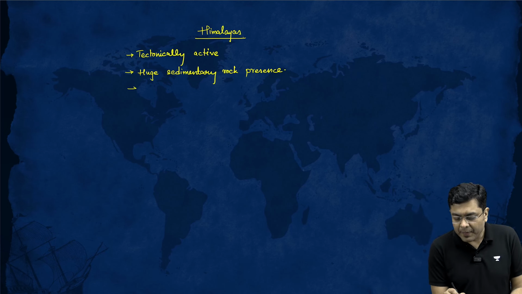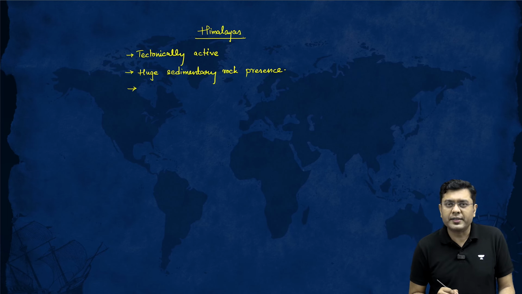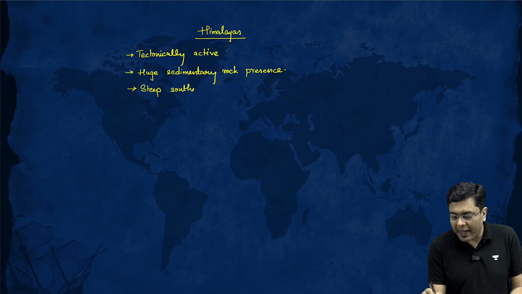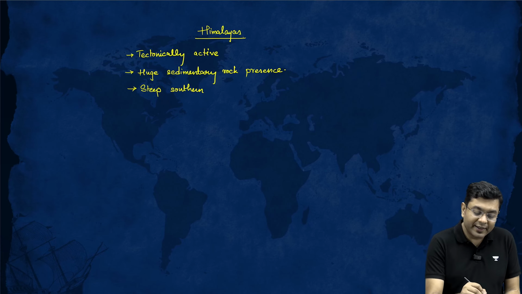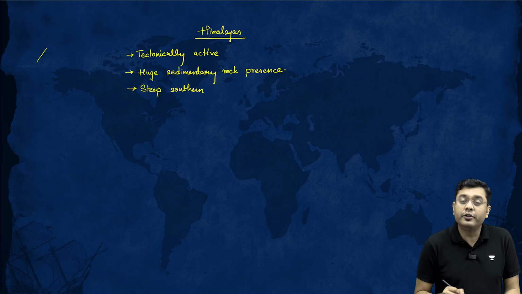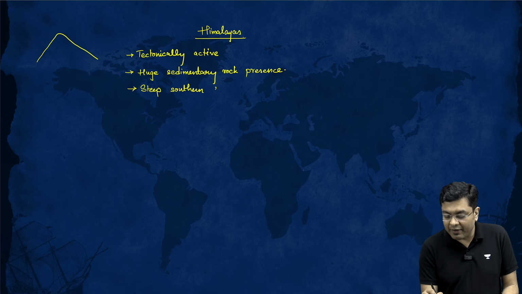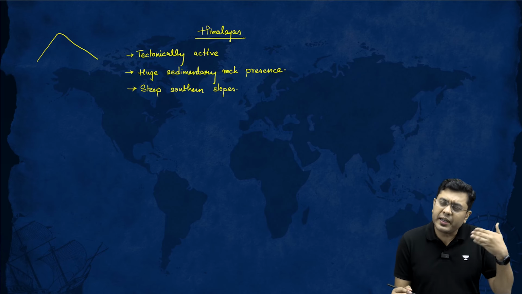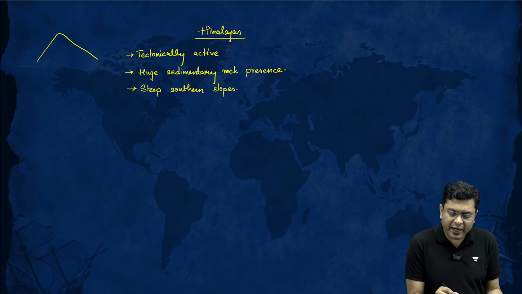Then other than that, after this, you have another factor. And what is that factor? That factor is basically the presence of steep southern slopes. Himalayas have a hogback topography. So what do we mean by hogback topography? That the southern slopes are steeper, northern slopes are a bit gentle. So when you have the steep southern slopes, that indicates that materials have a greater influence of gravity.